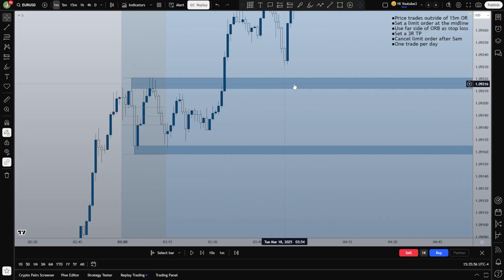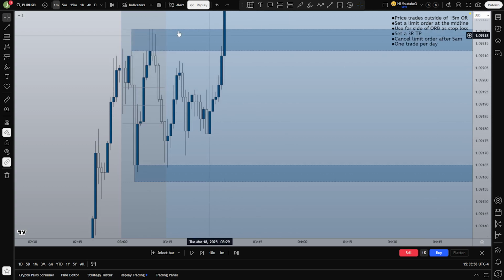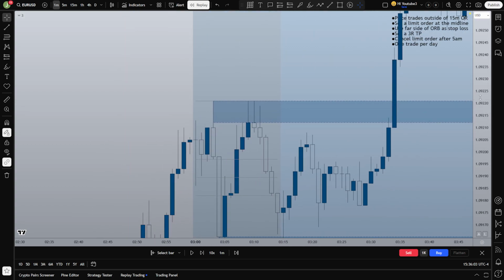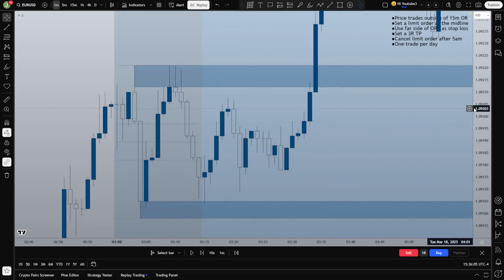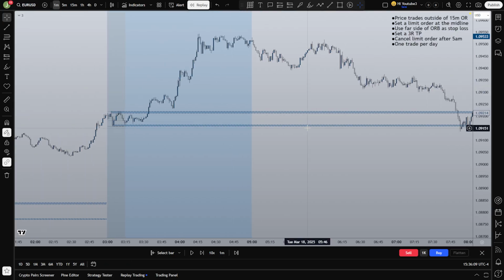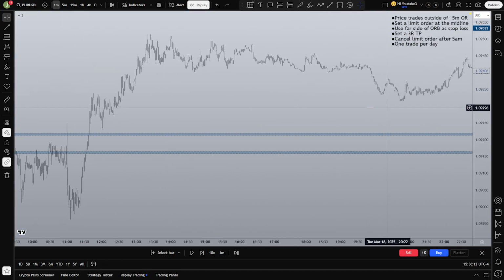We break out right here. Right? We don't break out here at all, do we? Nope. So this is our breakout right here, and no valid retest in sight, unfortunately. That's okay. So we move on to the next day.